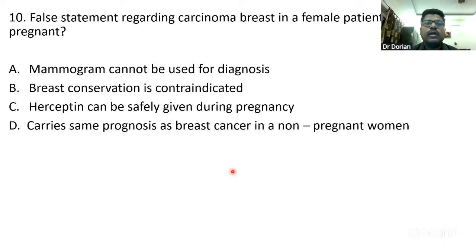Herceptin causes oligohydramnios. It carries the same prognosis as breast cancer in a non-pregnant woman. Yes, even though it carries multiple adverse risk factors, it carries same prognosis stage by stage as a non-pregnant woman. So the answer will be C. Herceptin can be given safely during pregnancy.